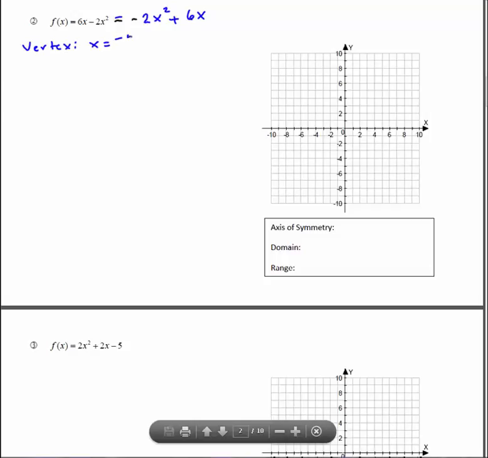Again, x is minus b over 2a. So that would be negative 6 over 2 times negative 2. Negative 6 divided by negative 4 is 1.5. To get y, I plug that 1.5 back into the original function. So negative 2 times 1.5 squared plus 6 times 1.5. And let's see, I think I did that one already. That one happens to come out to 4.5.